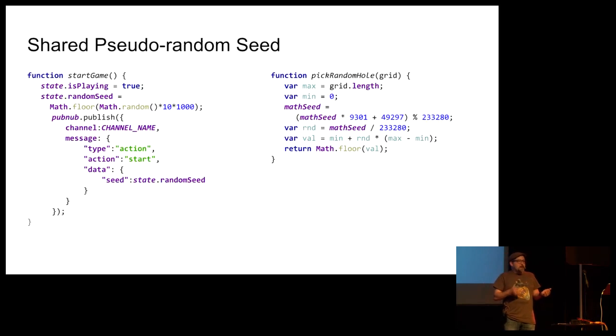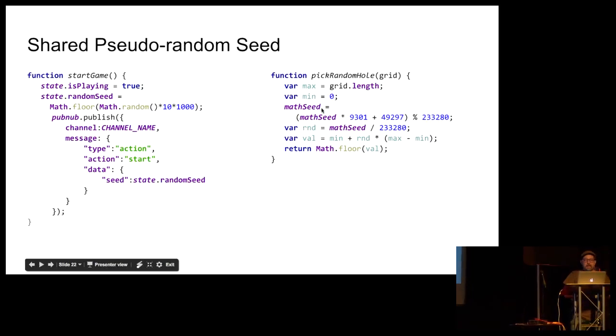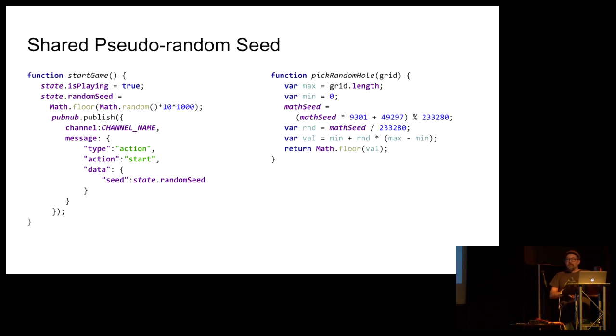Some platforms provide access to that seed. JavaScript does not. So instead, I found this simple equation here. Under pick random whole, what it does is it gets the current length of the grid, which right now is always 16 squares. Using the current math seed, it runs it through this equation to produce a new math seed, then divides it by that number to get the random value, and then scales by the max and min to return the final value. So every time this function is called, it will update the random seed to use for generating the next one. As long as we start with that same initial seed, it will give us the same sequence.